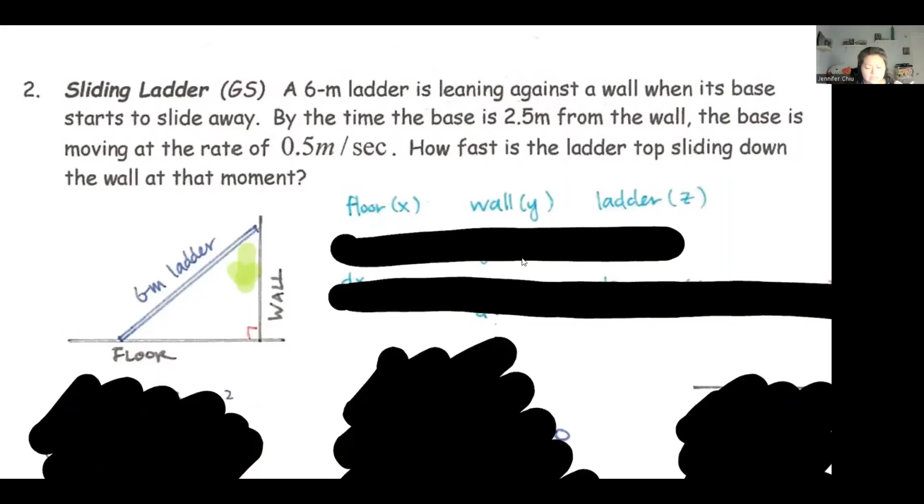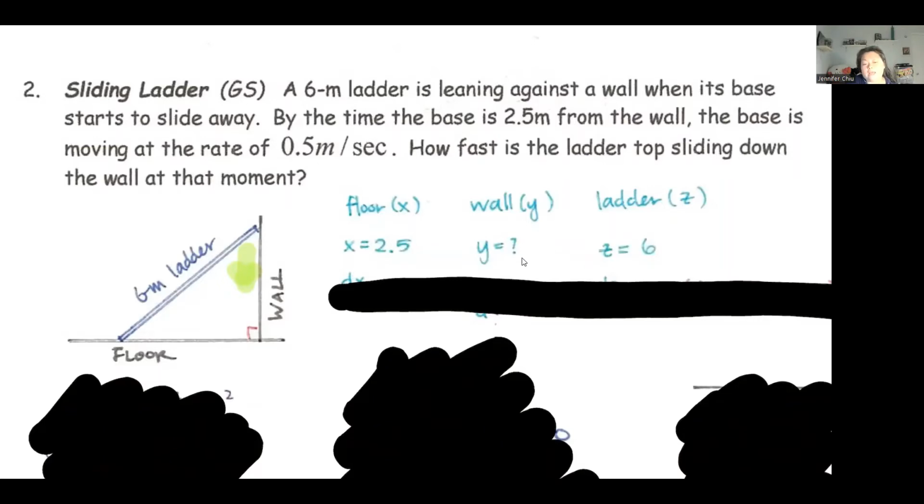Okay, it says the ladder is leaning, a 6-meter ladder. So the ladder itself is 6 meters. That means Z is 6 meters, right? By the time the base is 2.5 meters from the wall, that means my X variable is 2.5. So the only thing missing here is Y. I don't know Y. Okay, and that's okay. We'll figure that out in a minute.